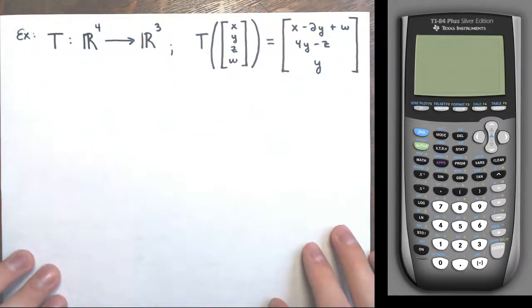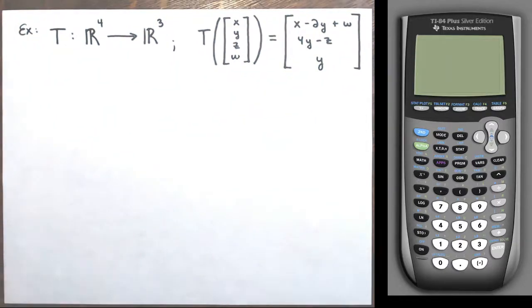So let's just take a look at another one. All right, so here's another linear transformation. Again, you can check it's linear by showing the additivity property and homogeneity property if you want, but take my word for it here. It's linear.